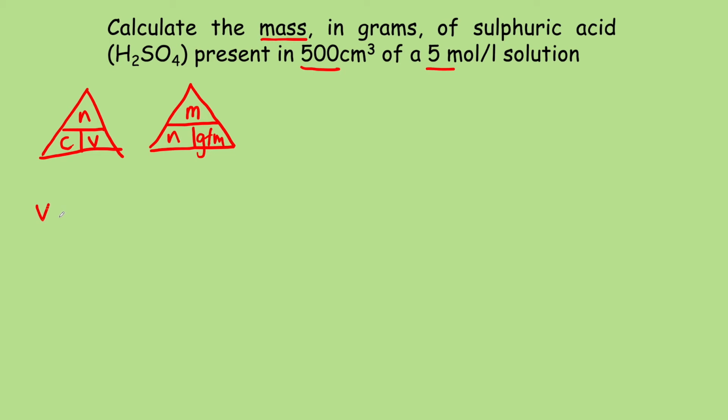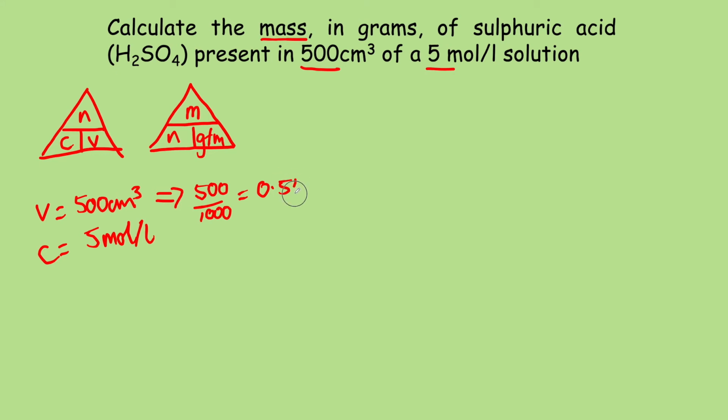Well, it gives us a volume in centimeters cubed, and it gives us a concentration, which we can write down. Now, remember, we don't like centimeters cubed, we want it in litres, so the first thing we're going to do is convert that into litres by dividing it by 1,000, which would give us 0.5 litres, okay?